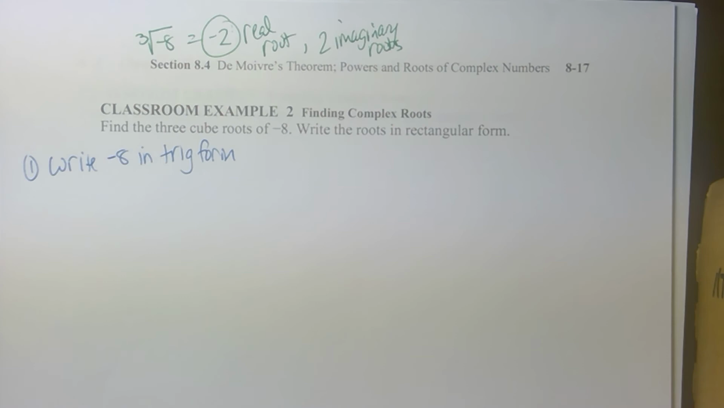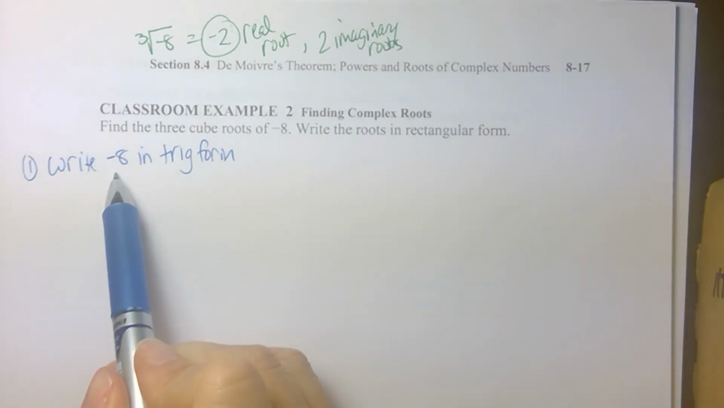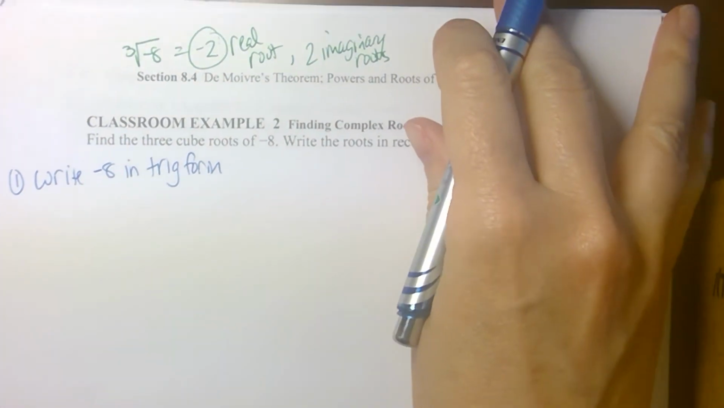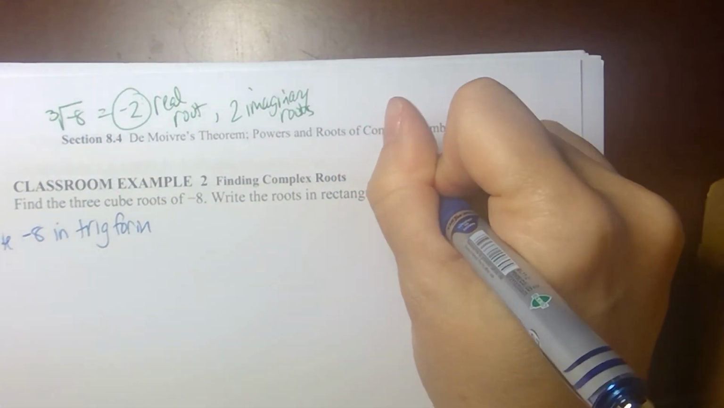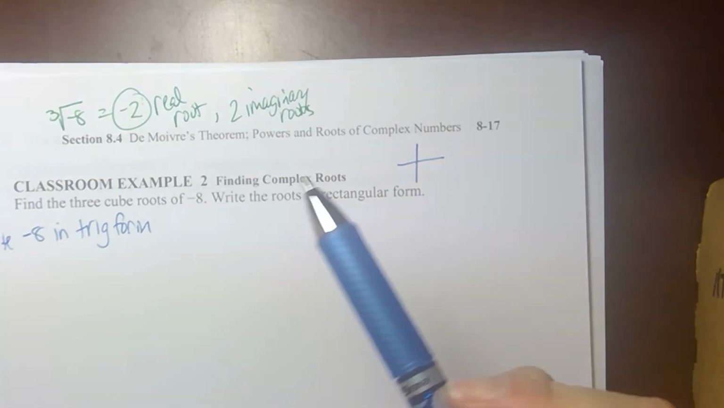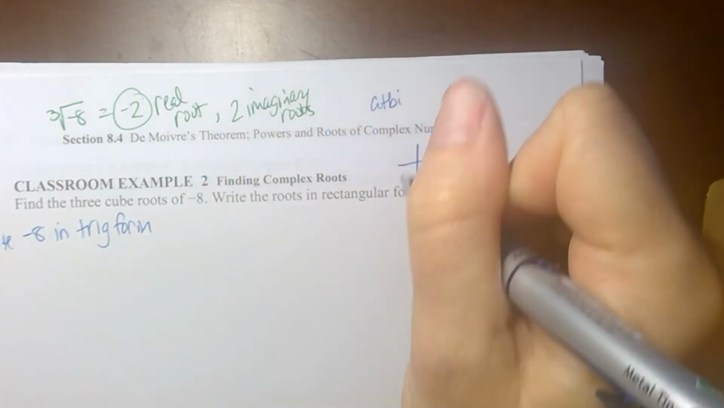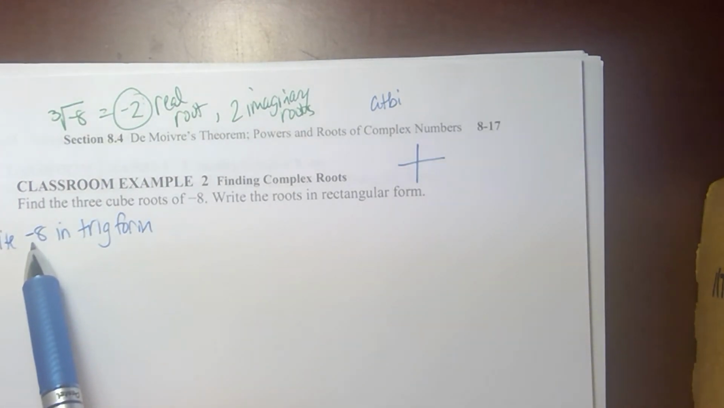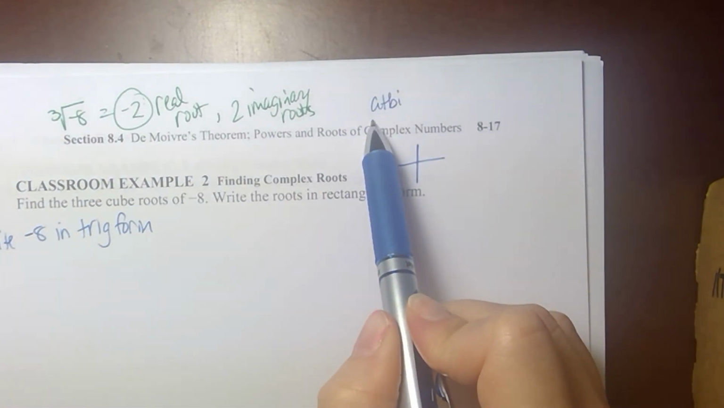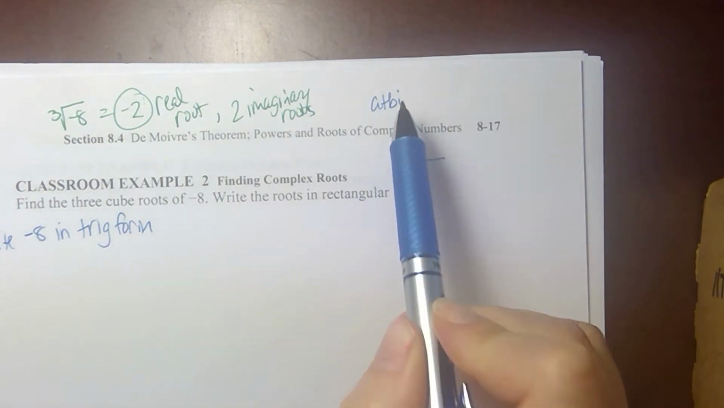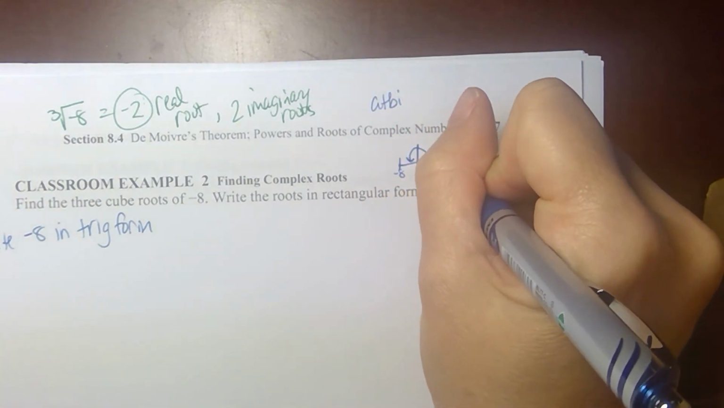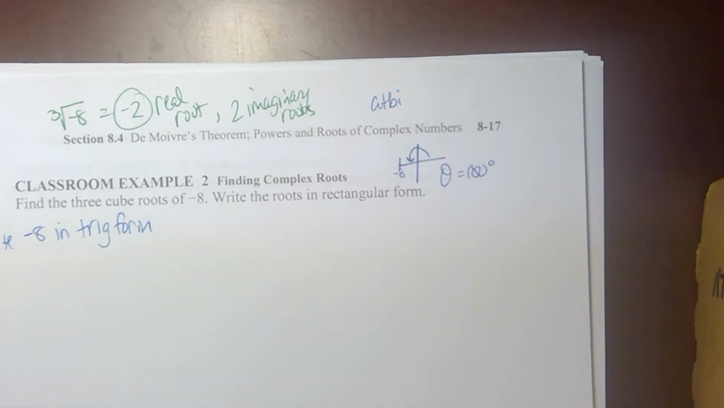Remember, my trig form is that r cis theta. -8 is not in that form, so I need to write it in my trig form. To get it in trig form, the first step is to sketch it. a plus bi is my general form. I don't have an i as part of -8, so -8 is my real part. My imaginary part is 0. -8 would be over here, correct? So my angle theta, therefore, is 180 degrees, or pi.